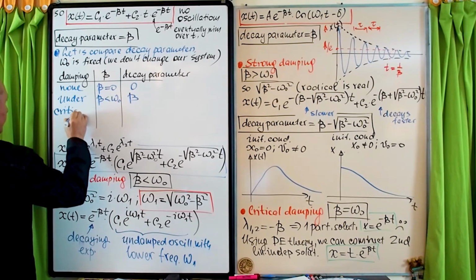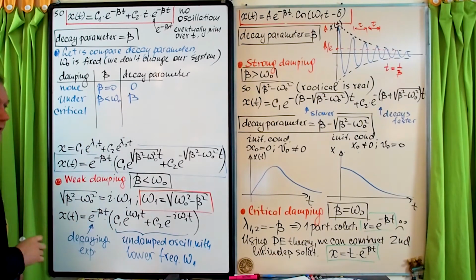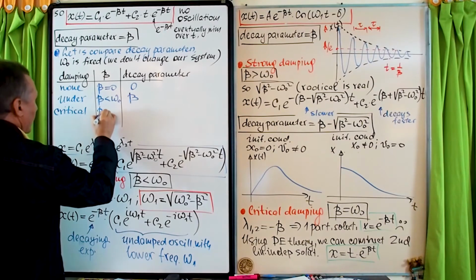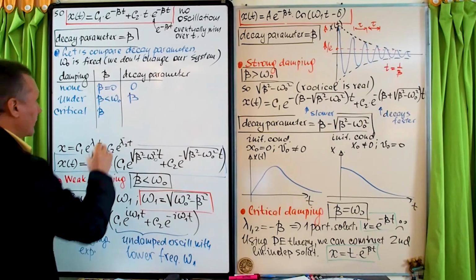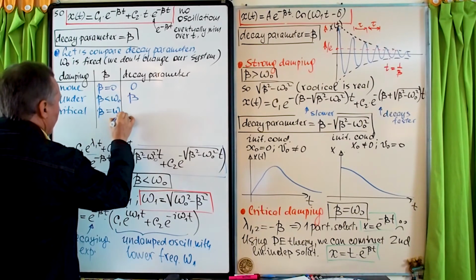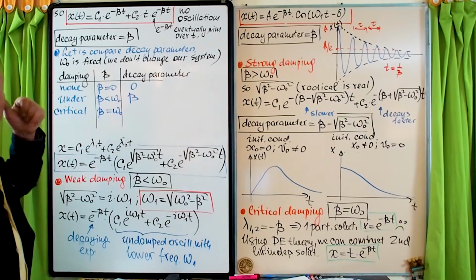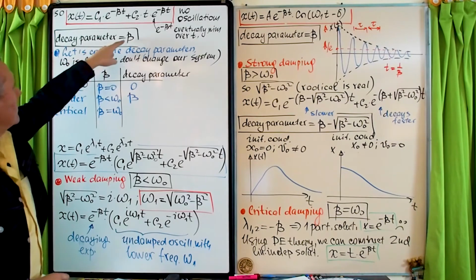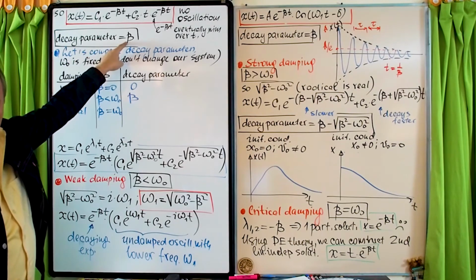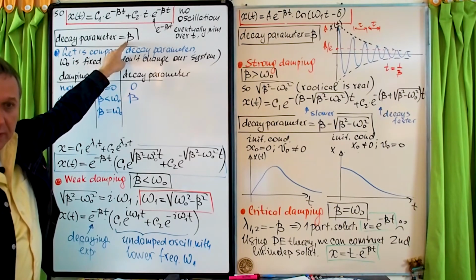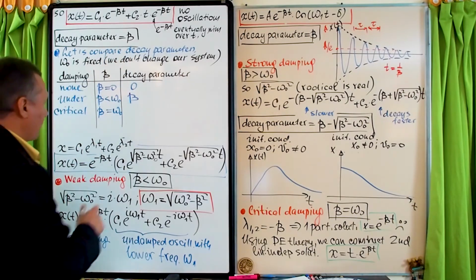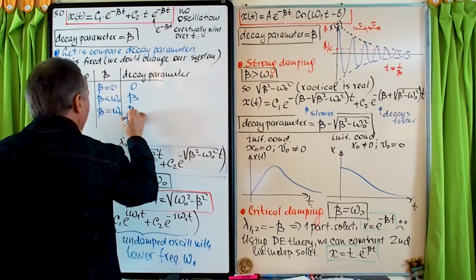Critical damping. In critical damping, of course, now our variable beta equals omega naught. And in critical damping, it's the last case. Again, the decay parameter equals the damping constant, beta. So it will be again beta.